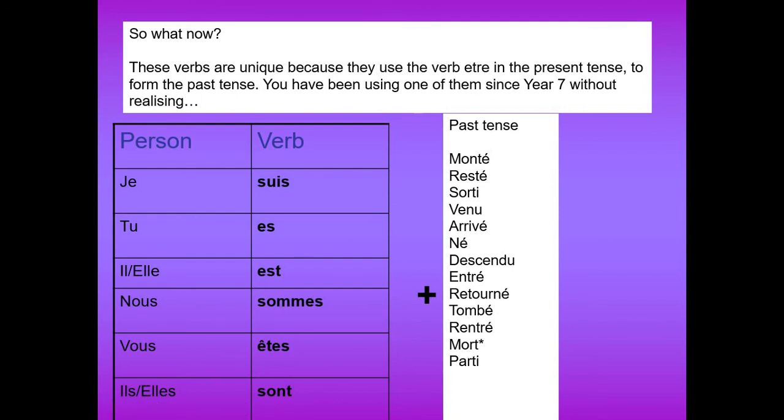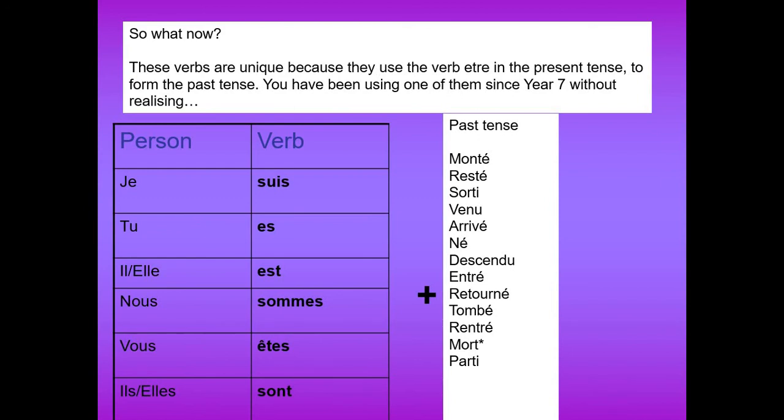So, je suis monté, for example, literally would translate as I went up. Doesn't make any sense. I went up. Je suis tombé. I fell. I am fallen, if you like. Je suis retourné. I am returned. Je suis né. I am born. I was born.